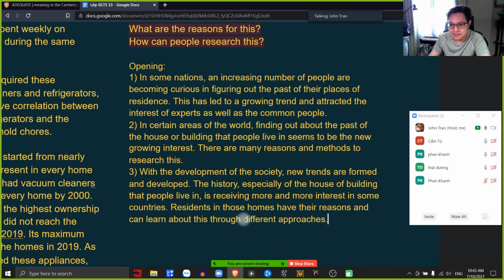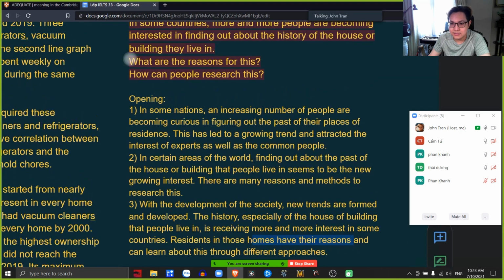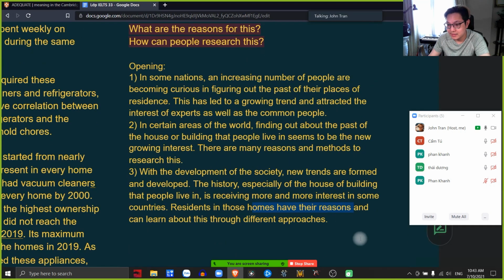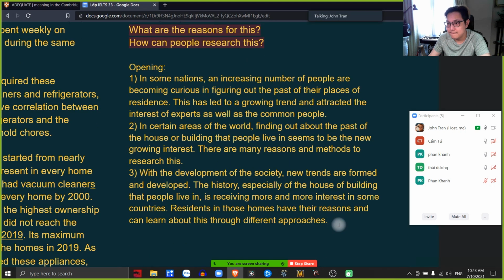Different approaches here means how can people research this. Their reasons means the reason for this. You understand this one?